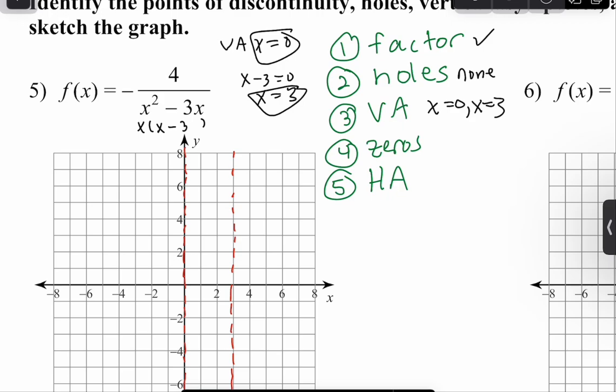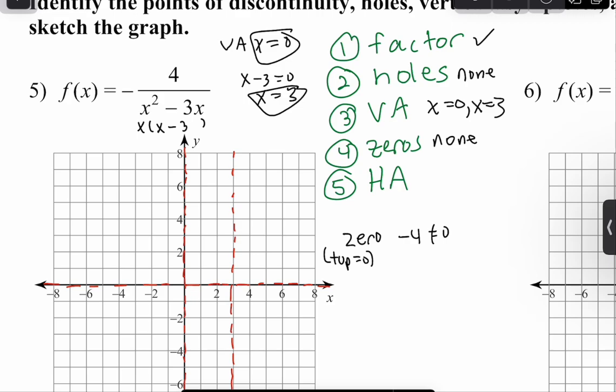Let's talk about our zeros. The zeros occur when our function equals 0. So a fraction equals 0 when the top equals 0. Well, -4 can't equal 0, so there are none. So we also know that this graph never touches the x-axis. There are no zeros. So put on that line.